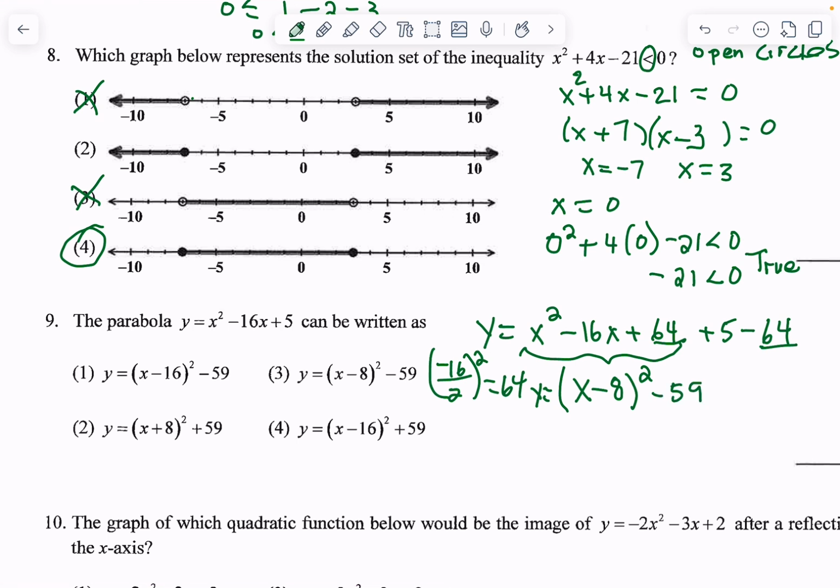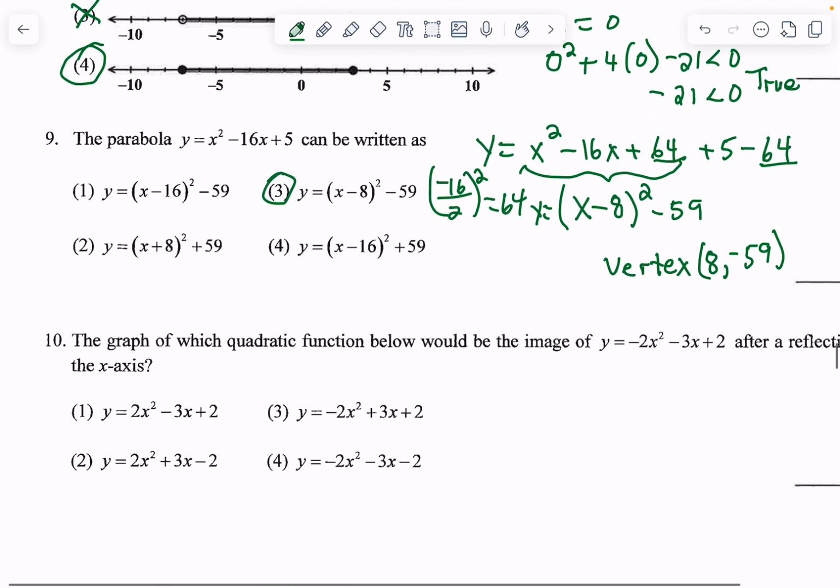Okay? Now, if they wanted to, they could ask you what the vertex is. The vertex would be at 8, comma, negative 59. Okay, but they don't ask that. So which one is x minus 8 squared minus 59? That is number 3. Number 3.